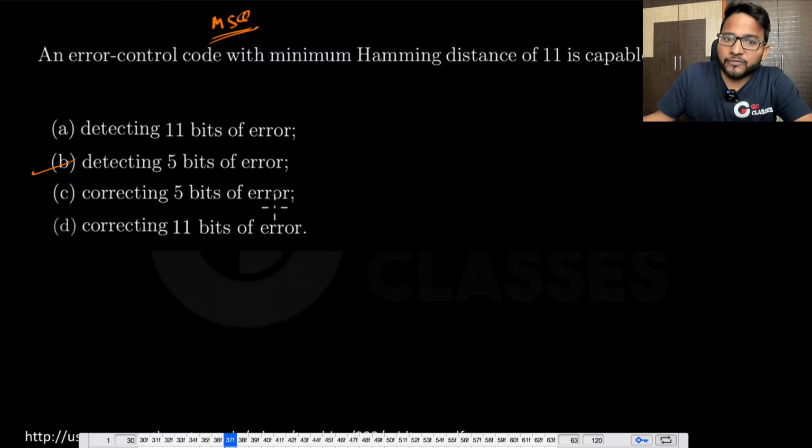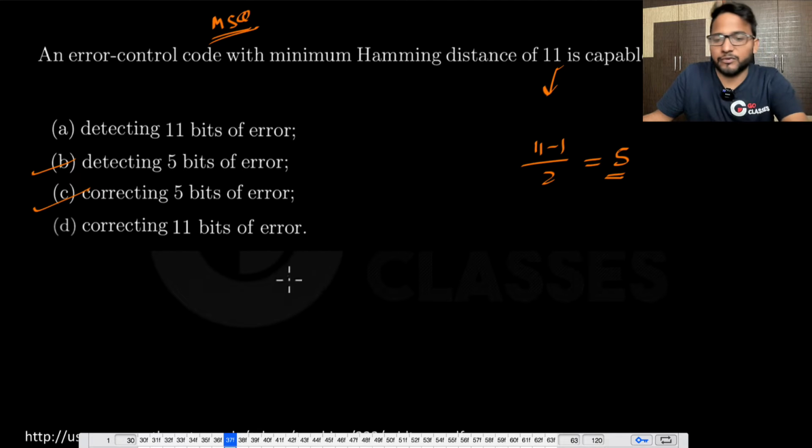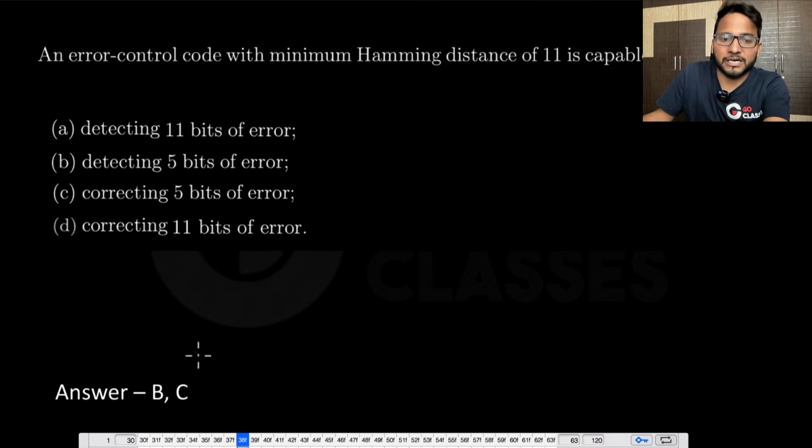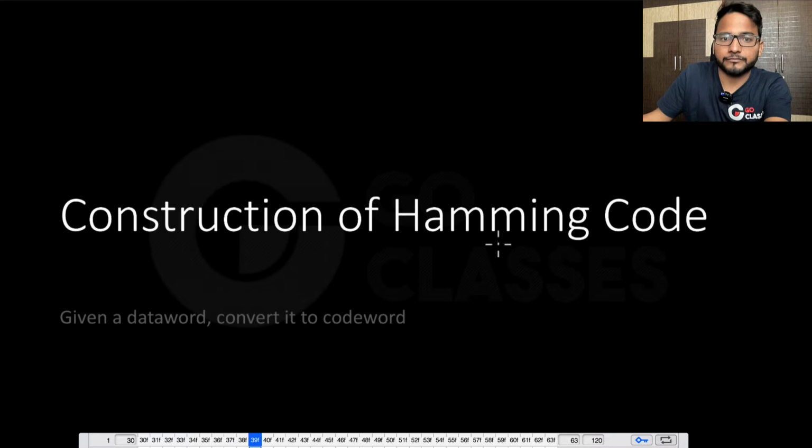Correcting of 5 bits of error, can you correct? Yes. See, with the 11, what you can do, you can correct up to 5 bits, because 11 minus 1 upon 2 is actually 5. So you can correct up to 5 bits. Yes, that's also possible. Correcting 11 bits is not possible. So that's why B and C is the correct choice, right? So B and C is the answer.